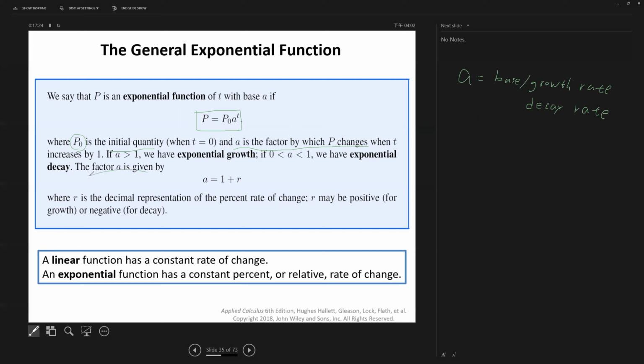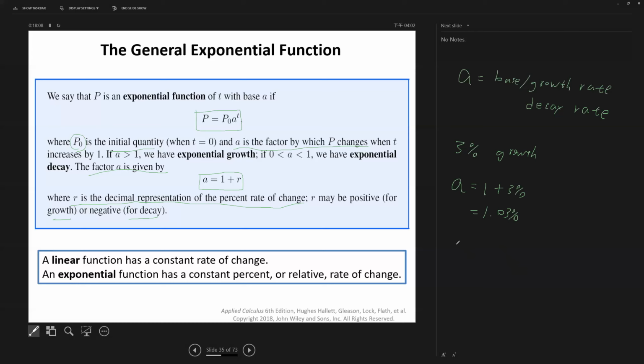So the factor A is given by 1 plus R, where R is the decimal representation of the percent rate of change. R may be positive or negative, right? Positive for growth and negative for decay. So from our earlier example, we see a 3% growth in population. That means our A, our base, is going to be 1 plus 3%, which is 1.03, right? Oops, 1.03.